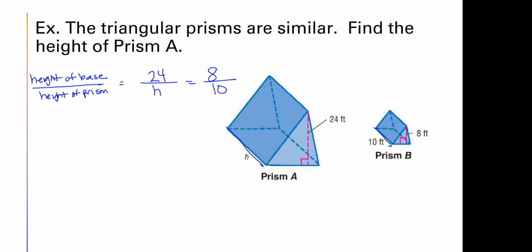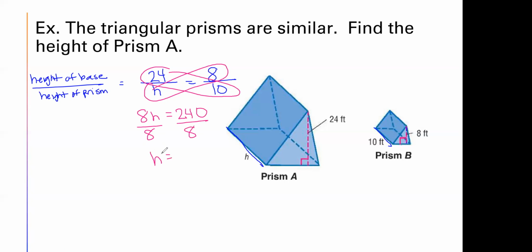Then I'm going to cross multiply. I've got 8 times h, which is 8h, and 24 times 10, which is 240. Then I divide both sides by 8, and h is equal to 30, and this is feet. So the height of that prism is 30 feet.